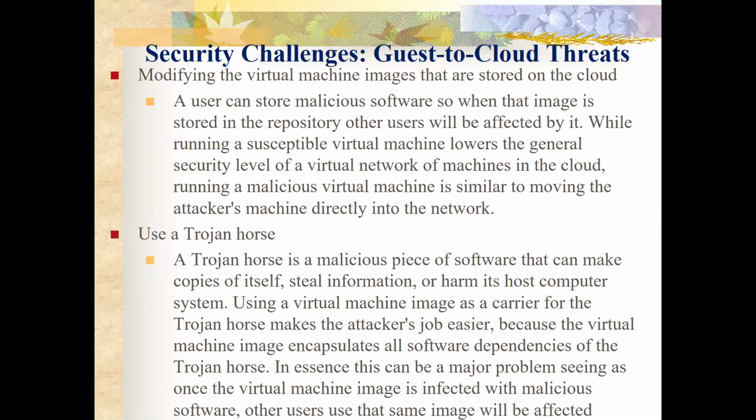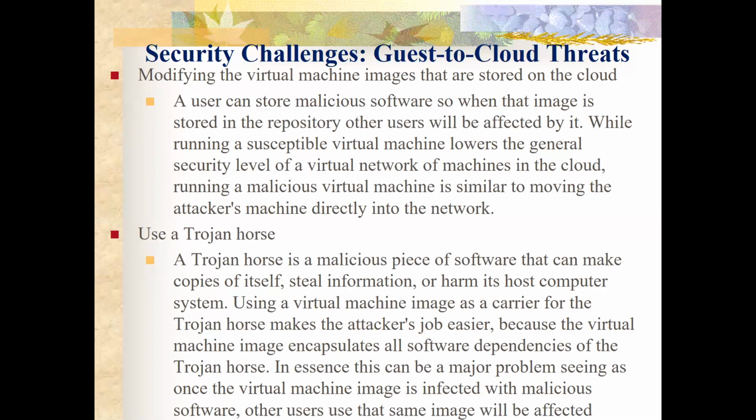The first one is modifying the virtual machine images that are stored on the cloud. We know that when we use the cloud, we register and ask the cloud computing provider for a certain service. Let's say I set up a virtual robotic library. When you get this virtual machine image and use this virtual robotic library, I hide something bad inside. When I finish, I return this virtual machine image back to the cloud service. If they don't scan it, this bad thing can be given to another guest when they ask for a robotic simulation lab. In detail, a user can store malicious software. So when the image is stored in the repository, other users will be affected by it.